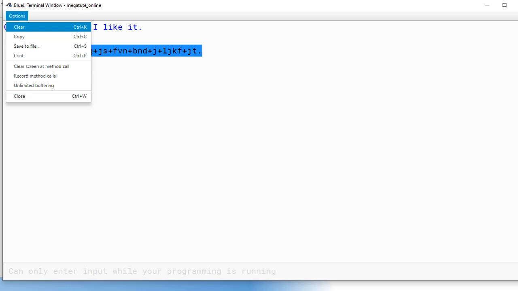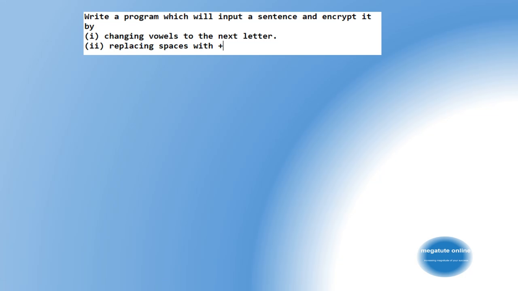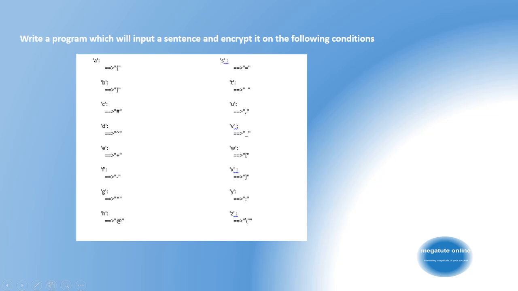Now let's see the next example. Let's do an example which is a bit more complicated than this, so we'll get to the next question. The next question says: write a program which will input a sentence and encrypt it on the following conditions. In this question the conditions are huge. It has been told to us that A will be replaced by curly brace open, B will be replaced by curly brace close, C will be replaced by hash, D will be replaced by this and that.